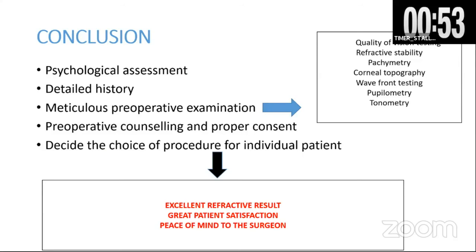To conclude, the main things are the psychological assessment of the patient, detailed history, and very importantly, a meticulous preoperative examination in terms of quality of vision, refractive stability, pachymetry, topography, wavefront testing, and pupillometry. All these things can decide the choice of procedure, and we should individualize every patient so that we get excellent refractive results. Patient satisfaction will be great and the surgeon will be at peace of mind.